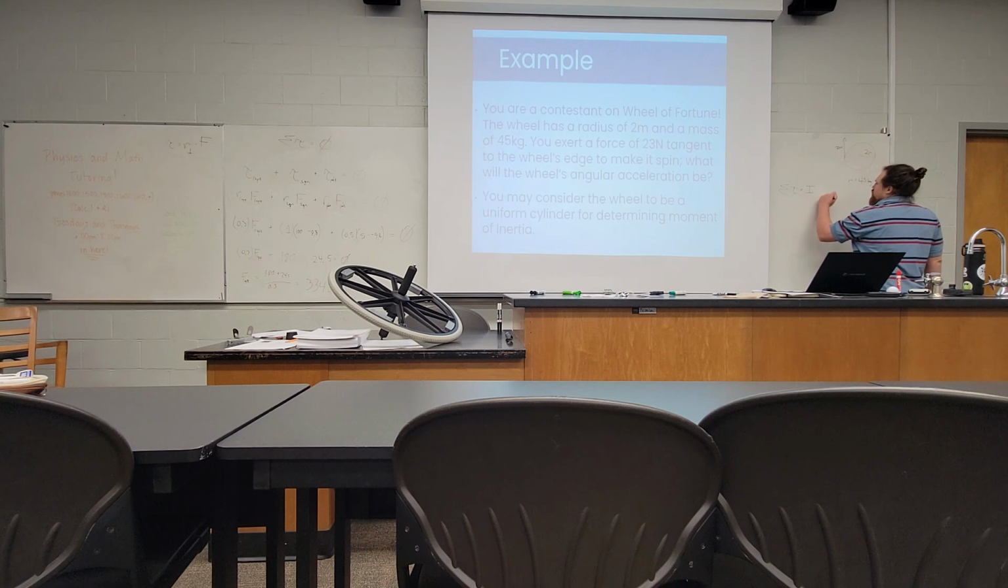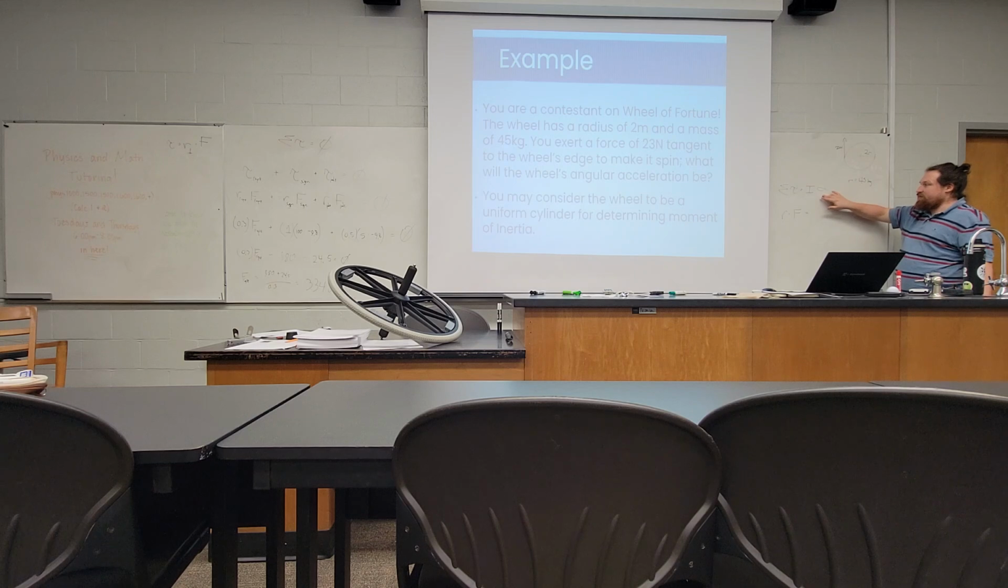My alpha was kind of weird, actually. So for torque, we're going to use radius times force. Again, just combining the two formulas together: radius times force equals moment of inertia times alpha. But we also need to figure out the moment of inertia of this very flat cylinder.